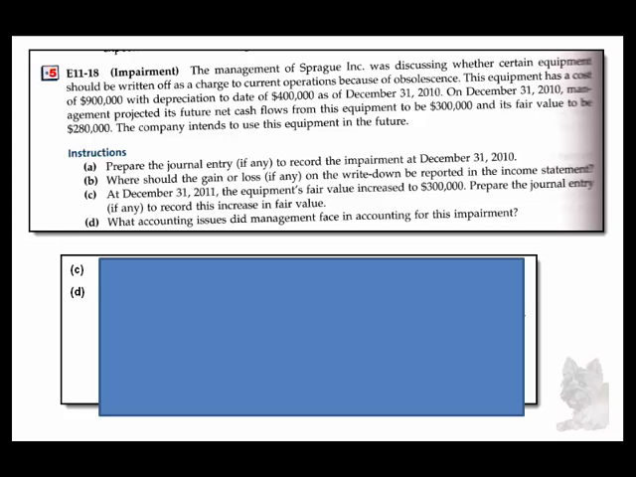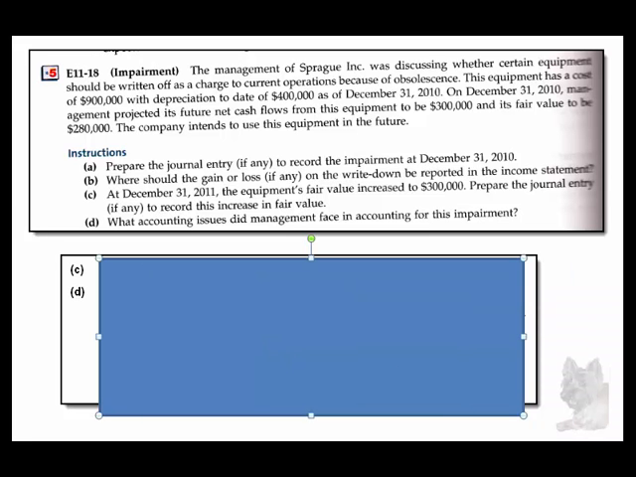Okay, moving on to Part C and D. C says at December 31st, this is of the next year, 2011, the equipment's fair value increased to $300,000. Prepare a journal entry, if any, to record the increase in the fair value. And D says, what accounting issue did management face in accounting for this impairment?